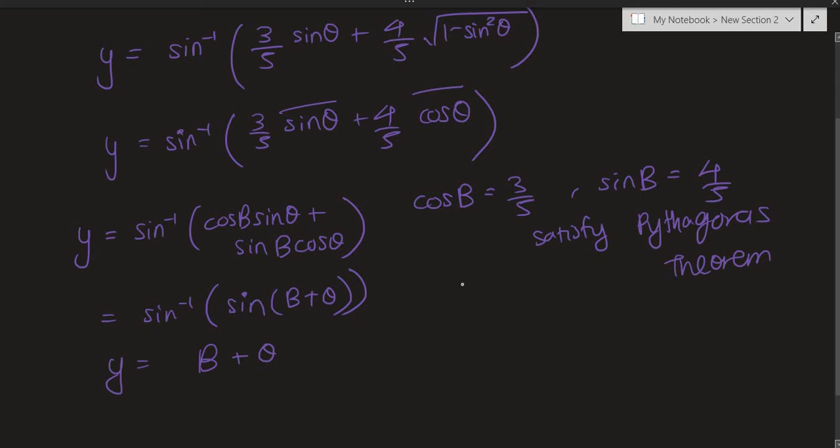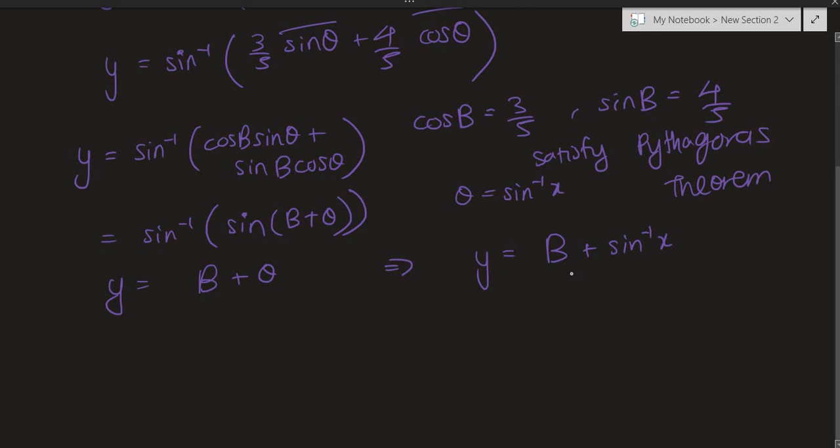and what was our theta? Sine inverse of x, right? We had x's before, so this translates to y equals B plus sine inverse of x. Well, B is just some definite angle, right? It's a constant, right? Because we have 3 by 5 and 4 by 5 as well defined numbers. So B is essentially cosine inverse of 3 by 5. And if you plug that in your calculator, you'll get something in radians, right? So that's a constant. So B is a constant. So if you differentiate everything with respect to x, B just becomes 0. We only have the derivative of sine inverse of x, which becomes 1 divided by square root of 1 minus x squared.